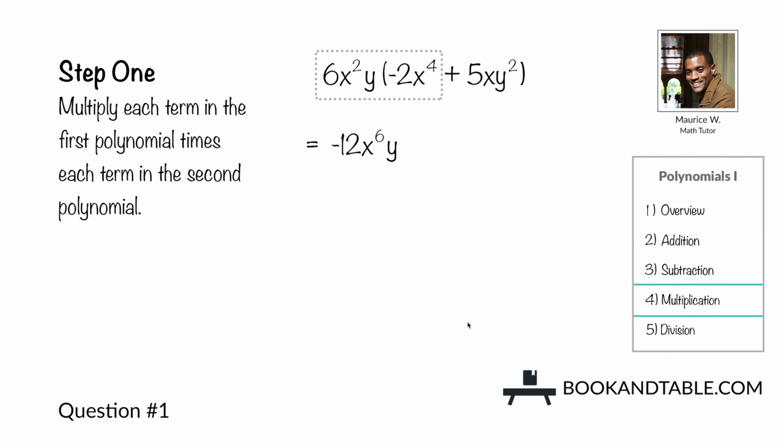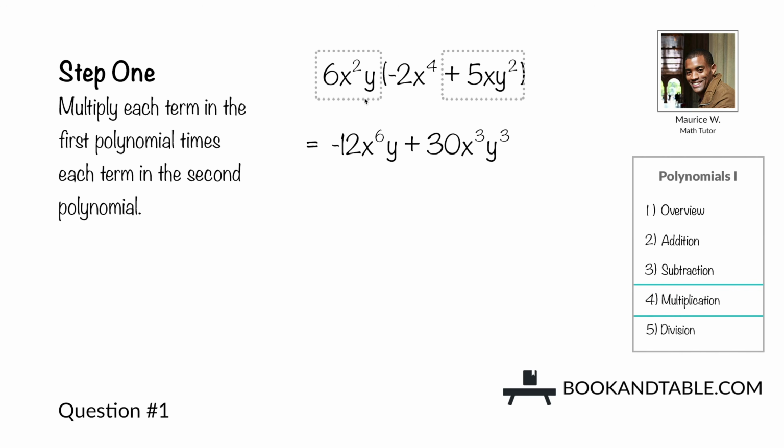Question number 1. We're asked to find the product of 6x squared y times negative 2x to the fourth plus 5xy squared. So step 1, multiply each term in the first polynomial times each term in the second polynomial. Our first polynomial is a monomial, 6x squared y, so we'll distribute this term to both of these terms in here, giving us 6 times negative 2, which is negative 12. X to the second times x to the fourth is equal to x to the 4 plus 2, which is x to the sixth. And we have y times nothing, so we just have y.